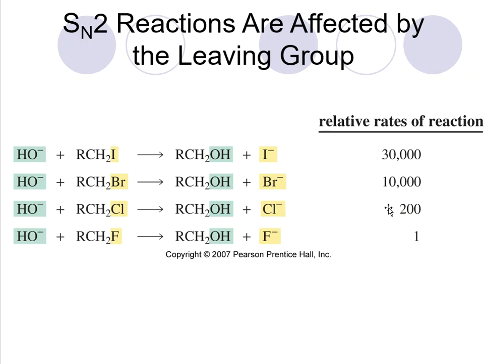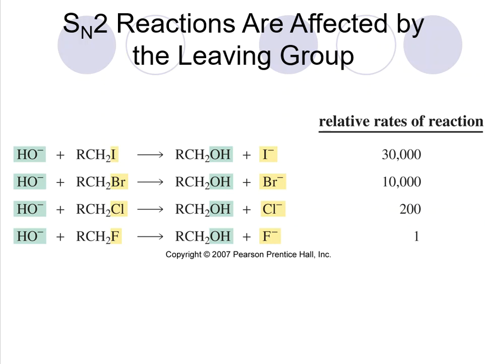Chloride, 200. Look how much slower that slowed down. And then fluoride is going to be the reference of 1, relative rates. So fluoride is going to be the quickest. Or does that mean that fluoride's the slowest? Well, let's think about that for a minute. What does that 1 represent compared to all the other numbers? Does the higher number mean faster or slower?